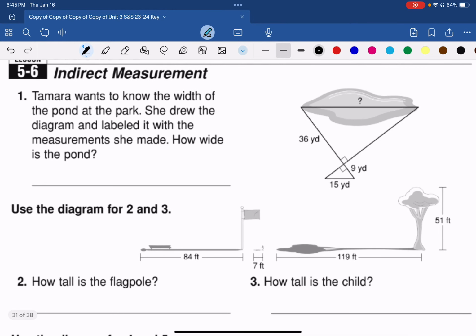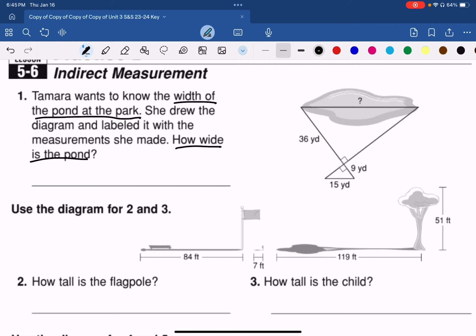Now, as I go along, try to pause the video and do these next couple problems on your own. It says, Tamara wants to know the width of the pond at the park. So that's our goal, the width of the pond at the park. She drew the diagram and labeled it with the measurements she made. How wide is the pond? So that's the question. Let's take a look at this pond here.